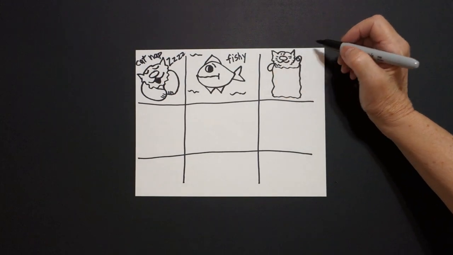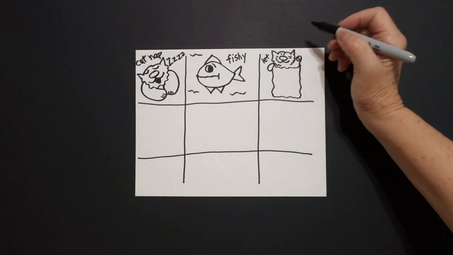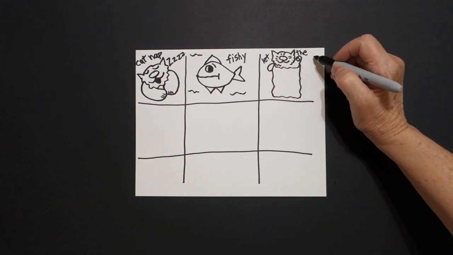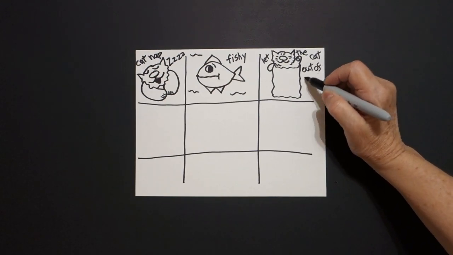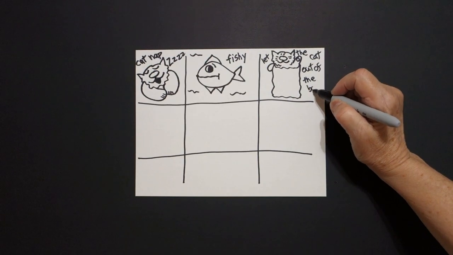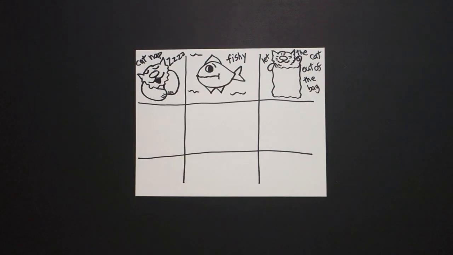And this is let the cat out of the bag. Let the cat out of the bag. And what does that mean? That means that you give up a secret or something you didn't want other people to know. She let the cat out of the bag about getting married.